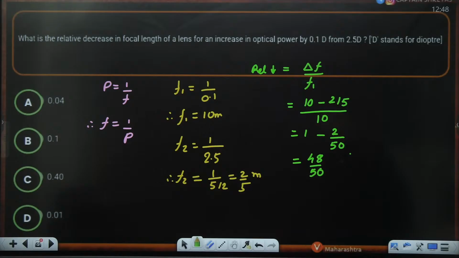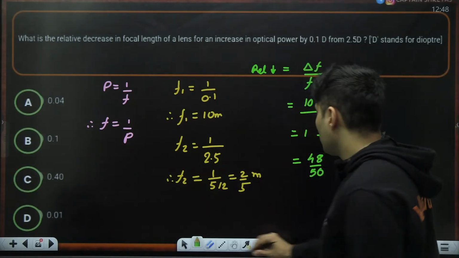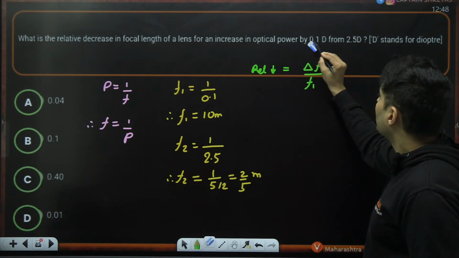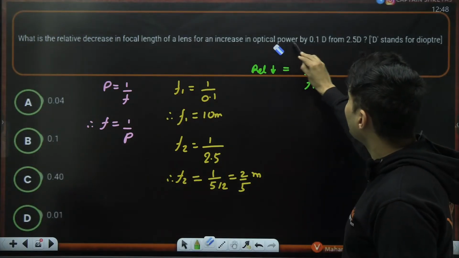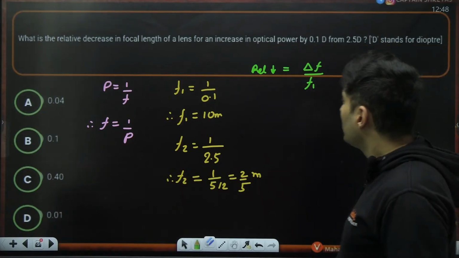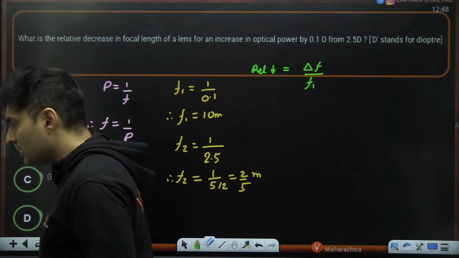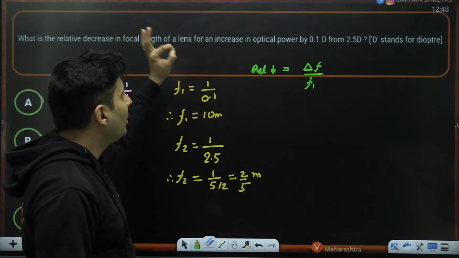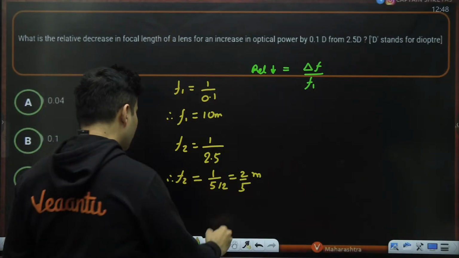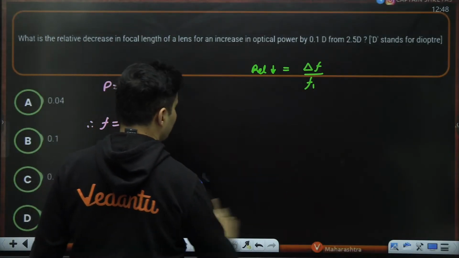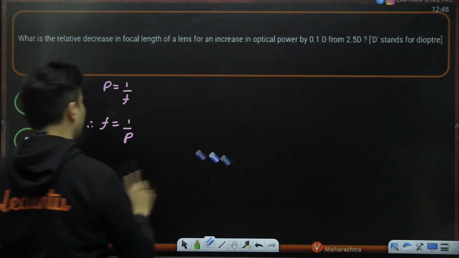Original focal length was definitely 10. Oh, sorry, guys. My bad. There was an increase in the optical power by 0.1 D from 2.5 D. So my bad, guys, this is slightly wrong. The increase in the optical power was 0.1 D. The increase was 0.1 D. So sorry.